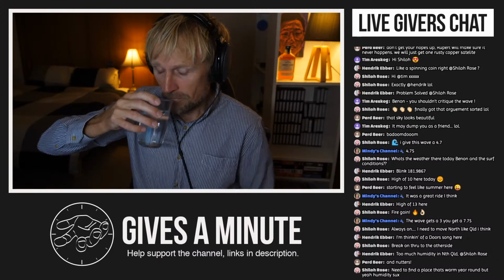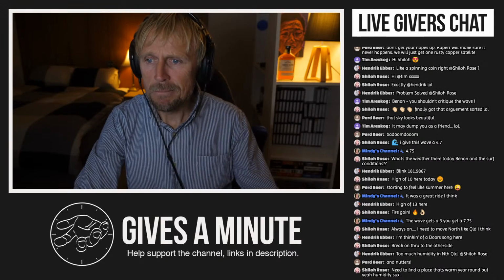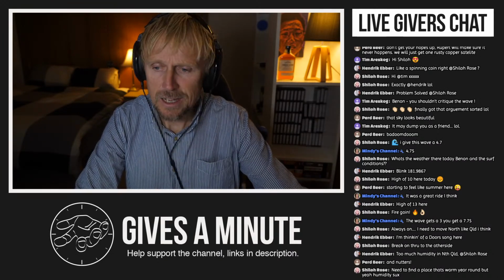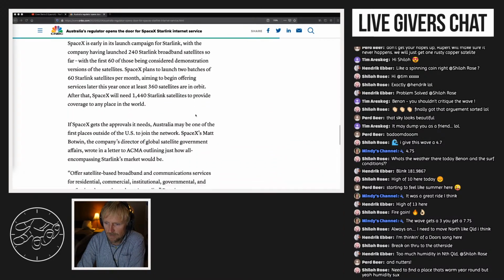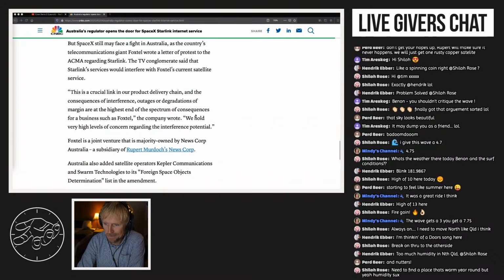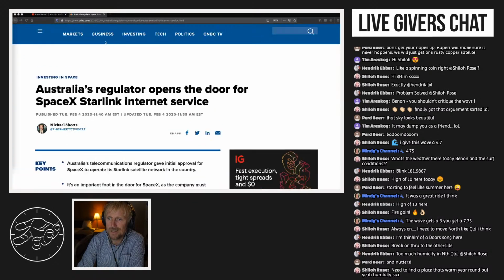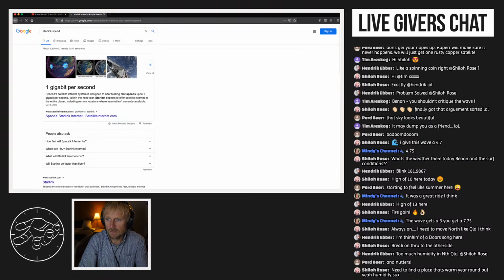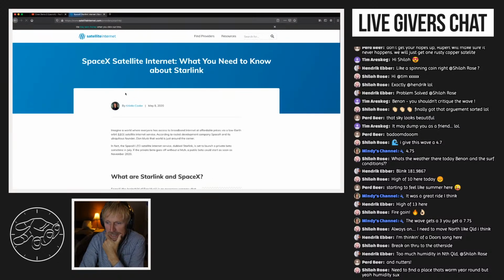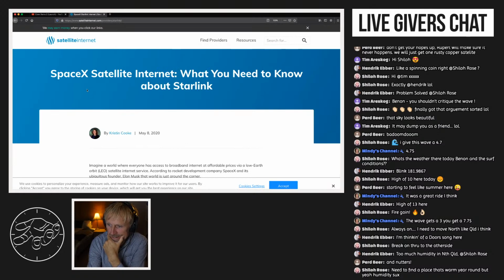Let's get back and have a look at this Starlink satellite, see how much speed we get here. I literally want to find the speed of Starlink. Okay, that doesn't tell us. Let's go and do a search for it. Starlink satellite, Starlink speed. What? A gigabit a second? What the heck? This is from May.